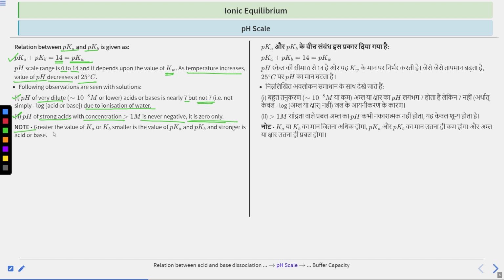There is a note: the greater the value of Ka or Kb, the smaller is the value of pKa and pKb, and the stronger is the acid or base. So this is the note that the Ka and Kb values are inversely related to pKa and pKb of an acid and a base. The smaller the value of pKa and pKb, the stronger the acid and the base. Or you can say the greater the value of Ka and Kb, the stronger the acid and base.